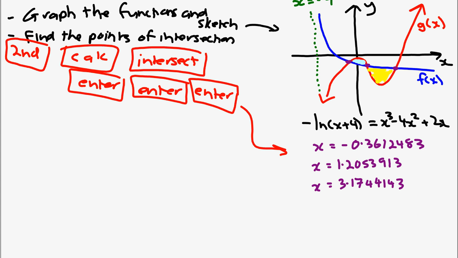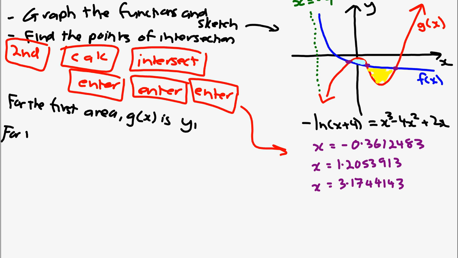For the first region, g of x is higher. So maybe let's make a few notes on that. For the first region, the red one is higher. For the first area, g of x is y1. For the second area, f of x is y1. So for the first area, g of x is y1 because it's higher. For the second yellow area, f of x is y1. That's what that's pointing out.